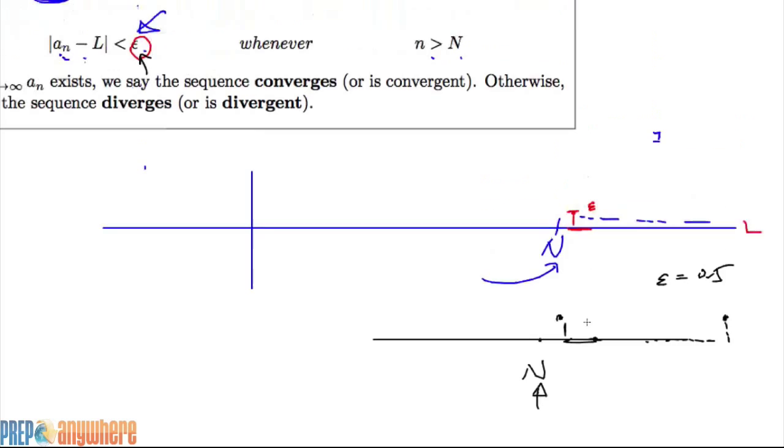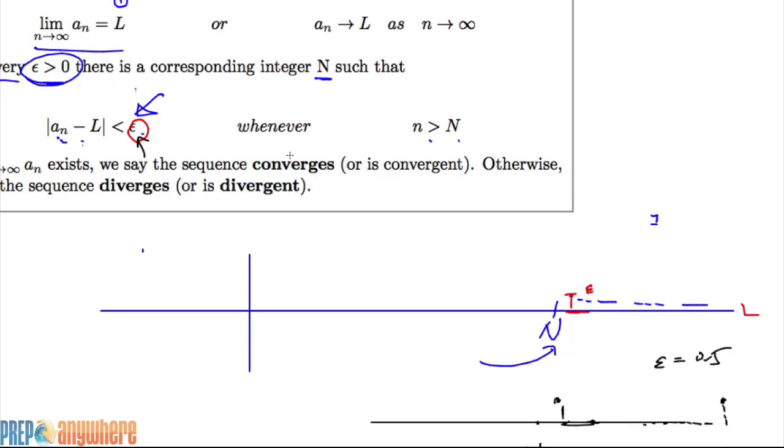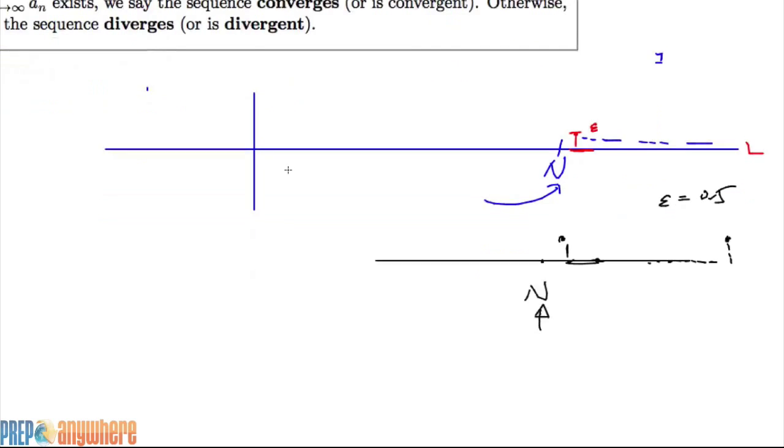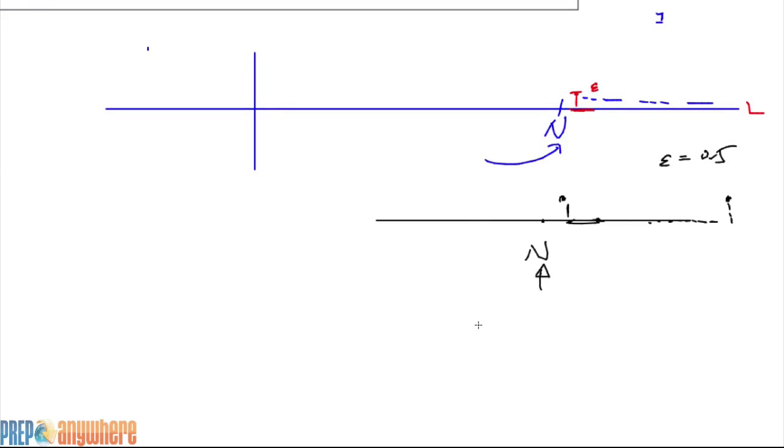Okay, so this is really going through the delta-epsilon definition, the precise definition of limits. But for that reason, we say the limit of a_n actually diverges. It doesn't converge.